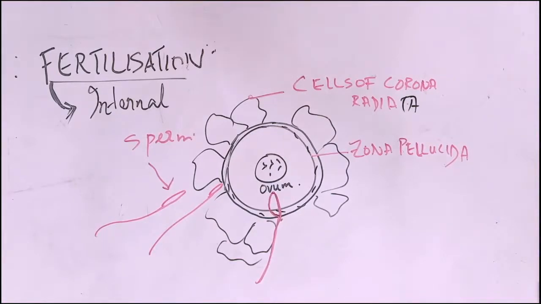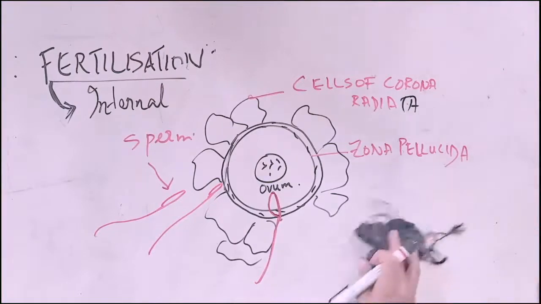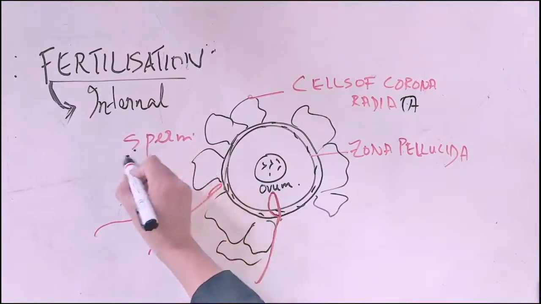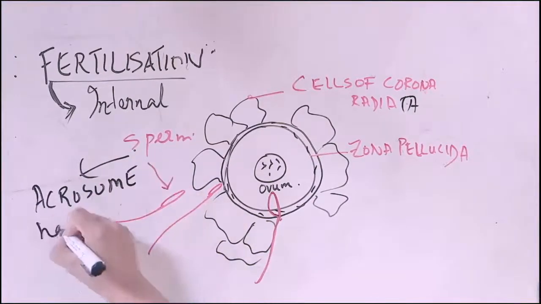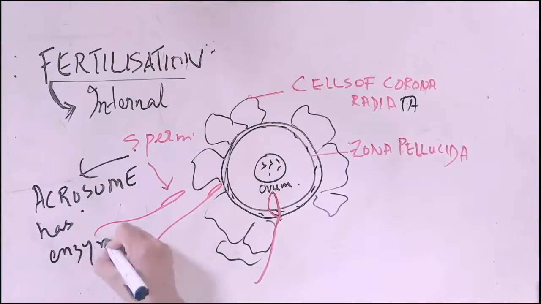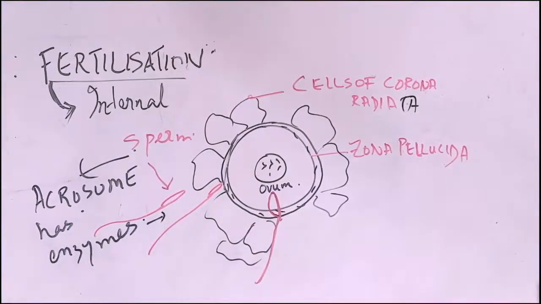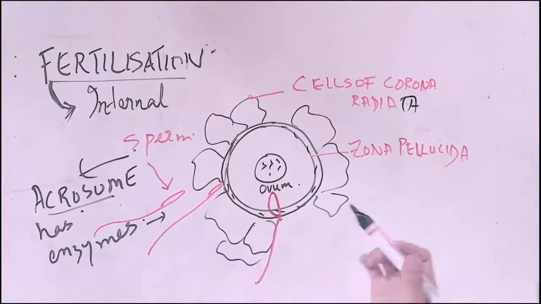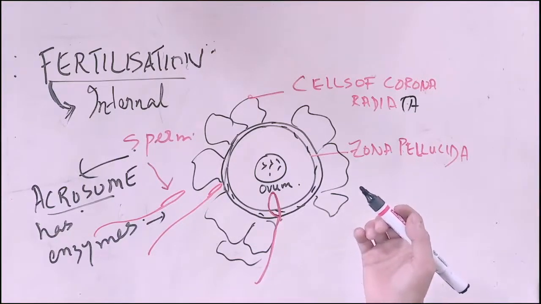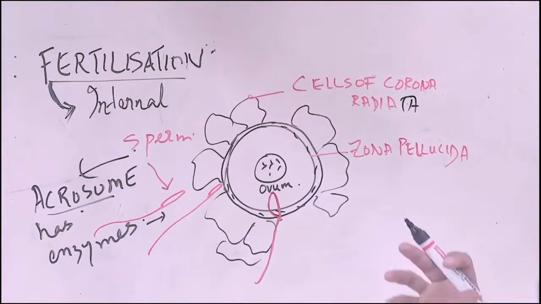What happens is that the corona radiata and zona pellucida have to be pushed through. The sperm head has the acrosome, which has enzymes, and it will degrade the cells. The textbook names these enzymes as hyaluronidases and acrosin.